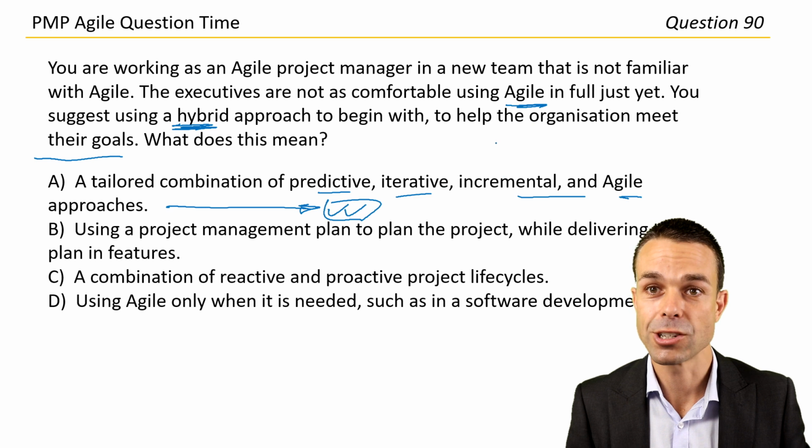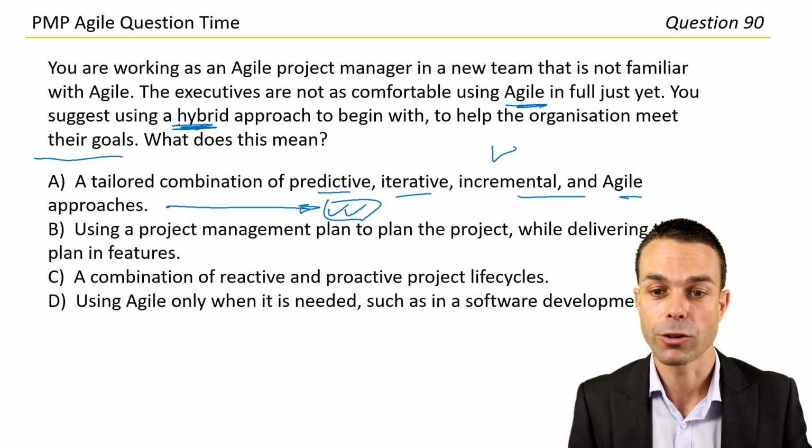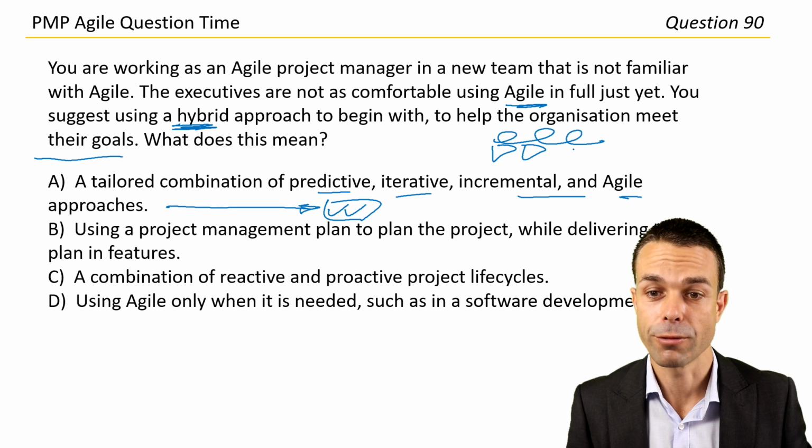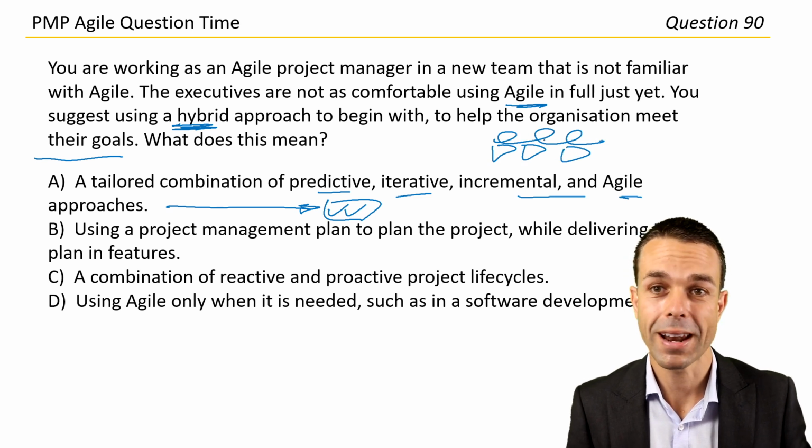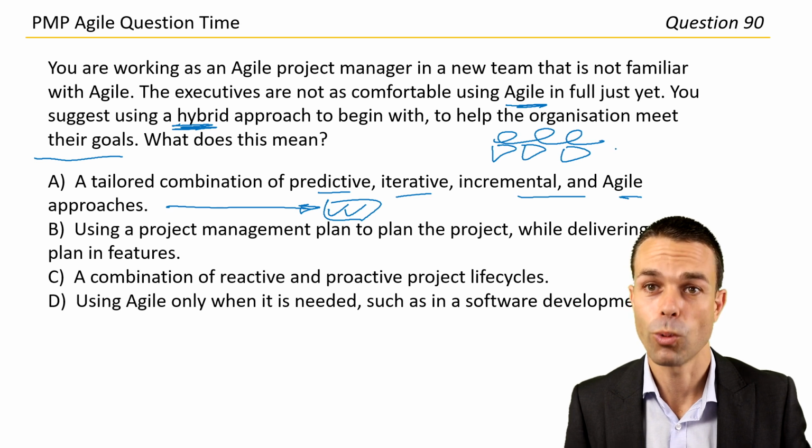Just like we know that Agile is a combination of increments and iterating and improving and gathering feedback, we also know that if we're using a hybrid approach, we might actually be using some parts of waterfall in there as well.